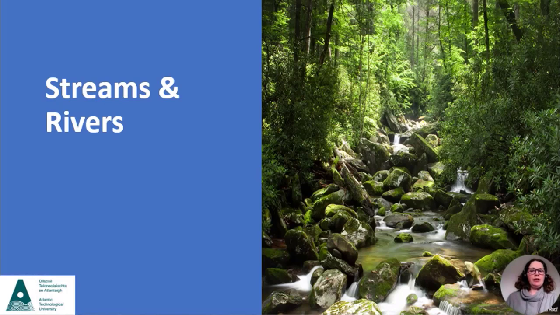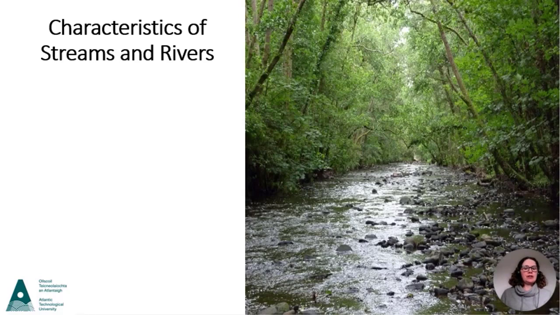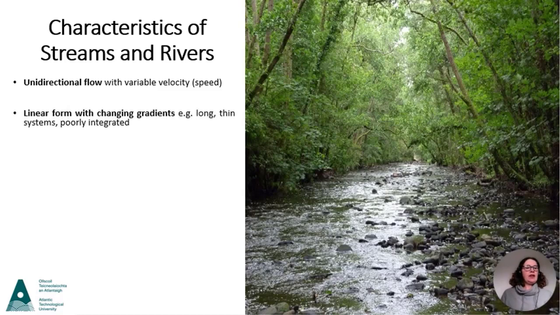Let's first start by looking at streams and rivers. So what are the characteristics of streams and rivers? They have unidirectional flow with variable velocity. They are linear in form with changing gradients, and we see this as we go from the top of our catchment all the way out to our estuaries.